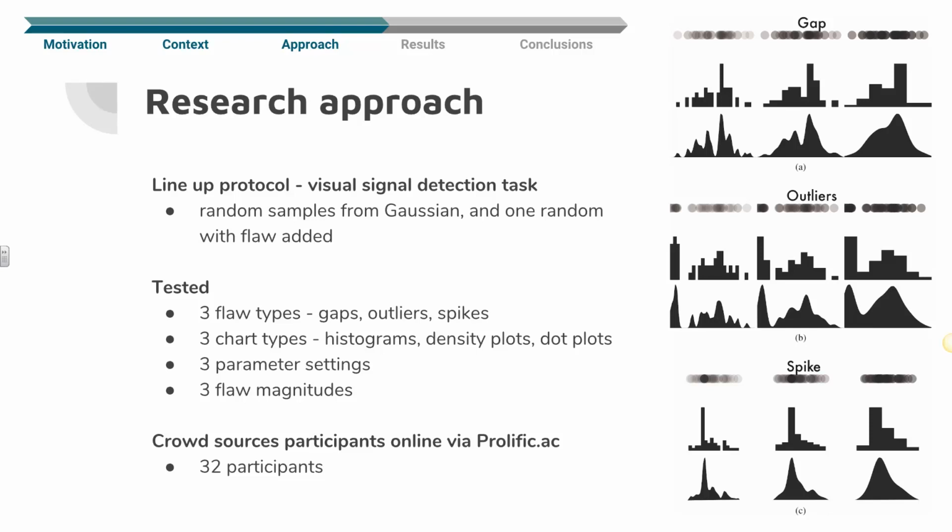They tested 3 flaw types: gaps, outliers, and spikes, and 3 chart types: histograms, density plots, and dot plots. And they also looked at 3 parameter settings and 3 flaw magnitudes. They used an online crowdsourcing platform to gather 32 participants.